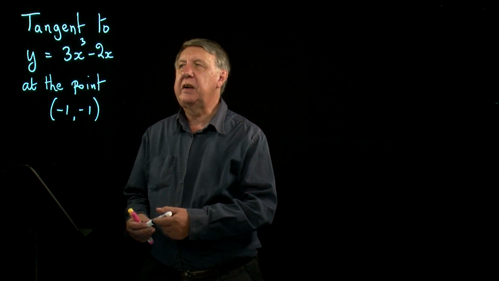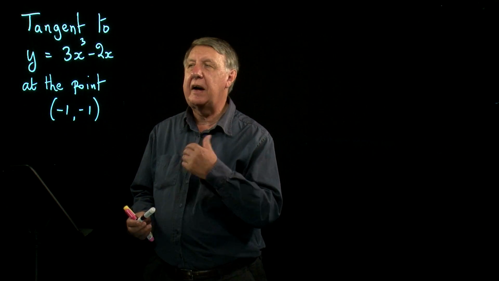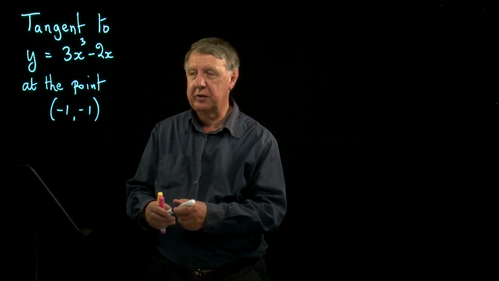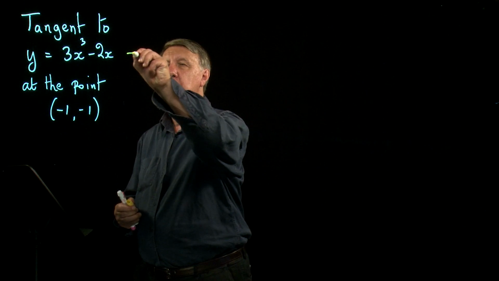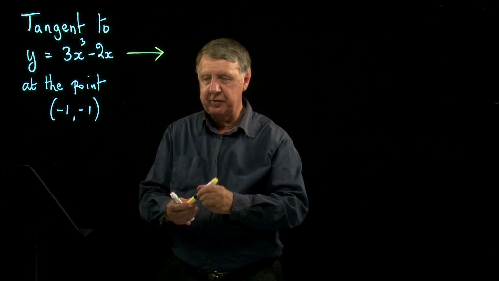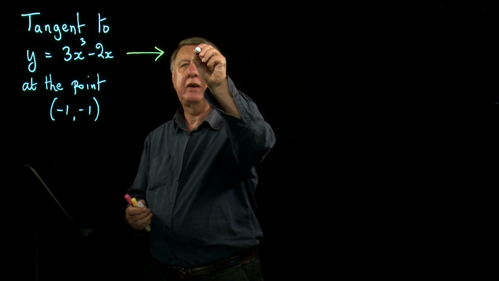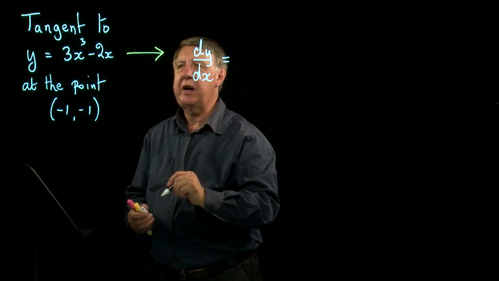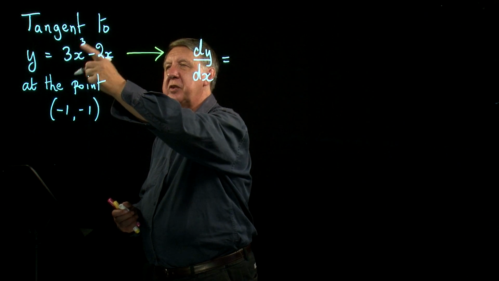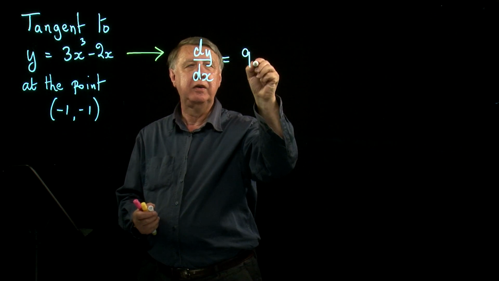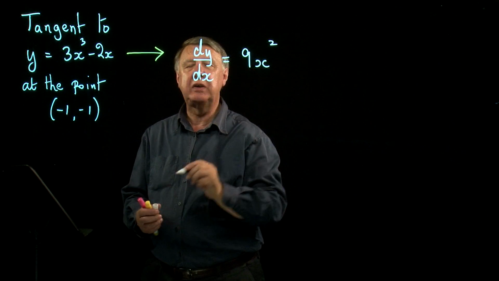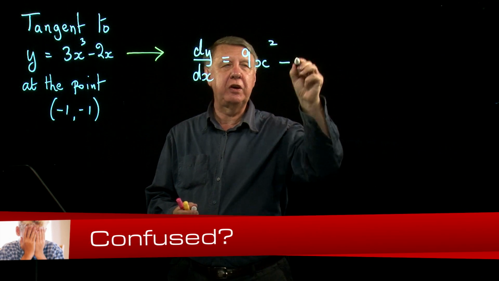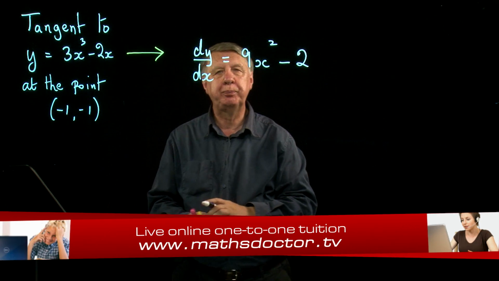Because I want to find the tangent to a curve, I have to find its gradient. Remember, how do we find the gradient of a curve? We differentiate. So the first thing we need to do then, we take our equation and we're going to differentiate that. So dy by dx equals, differentiate 3x cubed. Remember the rule, the power comes down giving us 3 times 3, which is 9, and you take 1 away from the power, so 3 becomes power 2. Take away, differentiate 2x gives us 2.